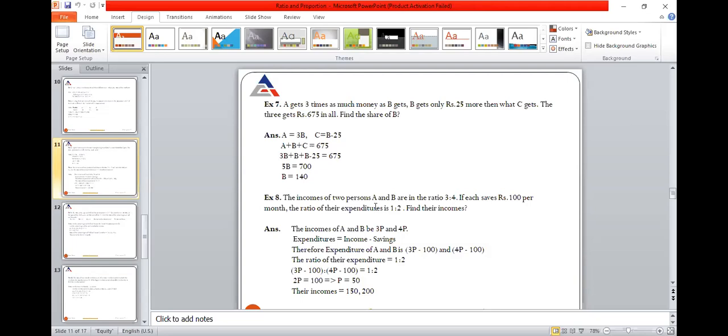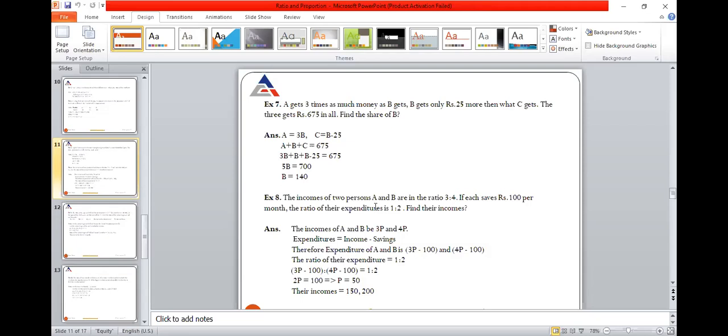Substitute the values of A and C. The value of A is 3B. B will remain as it is, and the value of C is B minus 25, equals 675. As we have only one equation, we can find only one unknown. So we have to substitute all the values in the form of B, and then we have to find the value of B only, right? So 5B, solving this equation, 5B equals 700, and the value of B will be equal to 140. Okay?